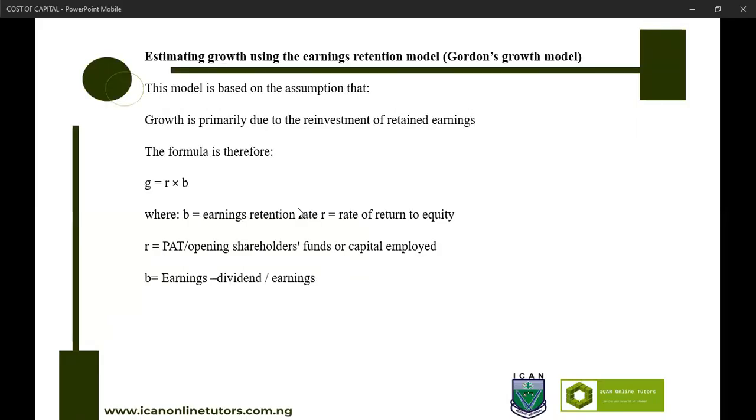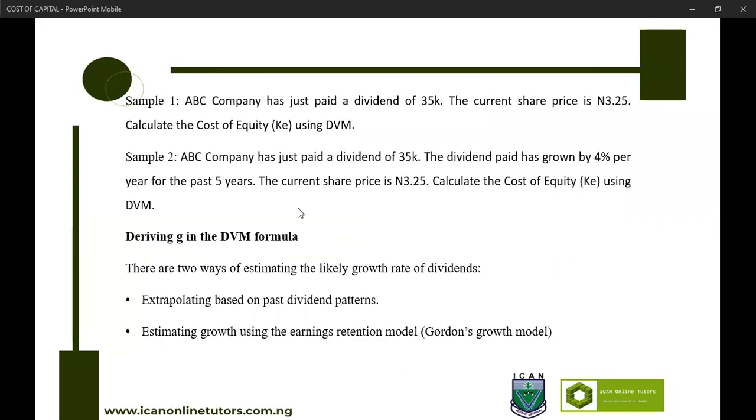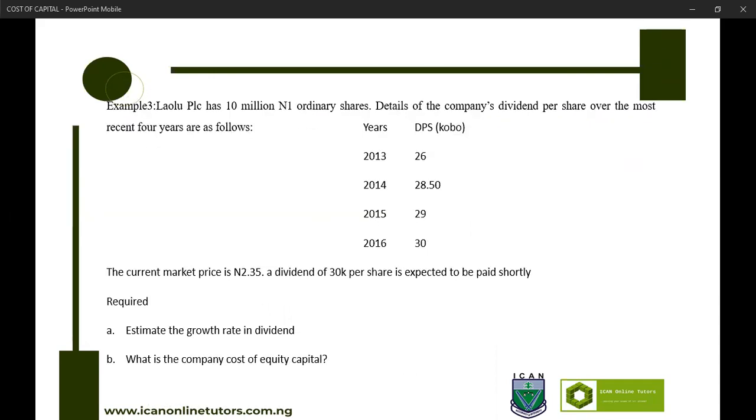We said we can determine our growth in two ways. It's either with the use of the formula method or making use of the Gordon's growth model. So we've just illustrated with the use of extrapolating based on past dividend pattern, which is the formula method. Now we are moving on to the Gordon's growth model.